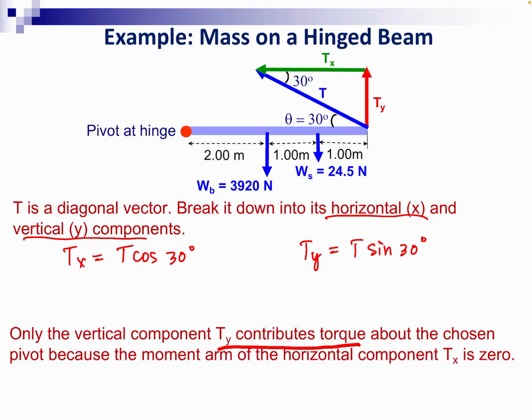All right, your chosen pivot is here. Notice how Tx will pass through your pivot, so there's no way for us to find a moment arm for Tx. But for Ty we can find a moment arm, because we can draw a line perpendicular to Ty and passing through the pivot. So the horizontal component Tx will contribute 0 torque, and we only need to consider the vertical component Ty. Does that make sense?